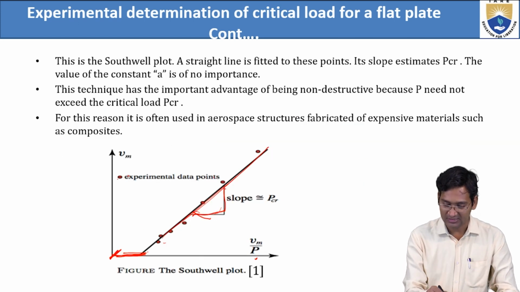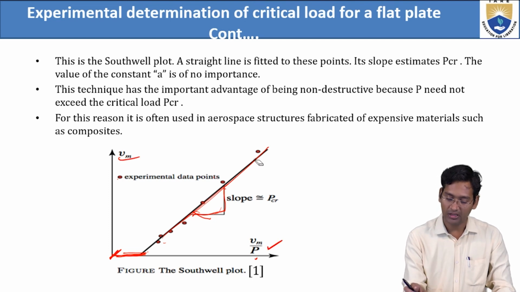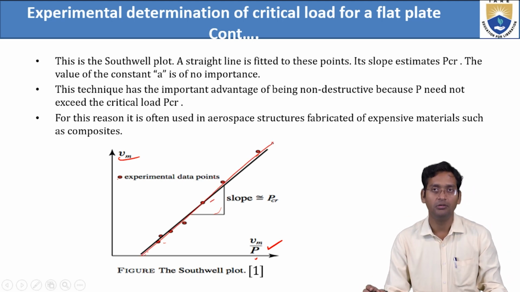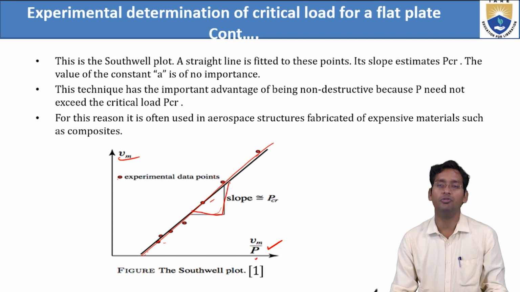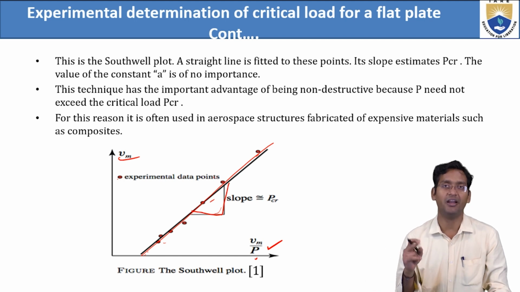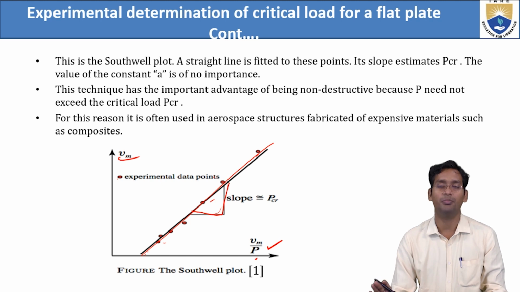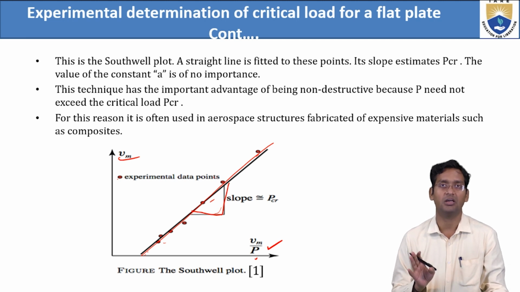So now you see, this is the Southwell plot, Vm versus Vm by P. After getting those values experimentally, just plot those points and draw the line. That line will be a straight line. After that, find the slope of that line, that will give you the critical load. Previously we assumed that as NXCR; here we assume it as PCR. So that critical load we can find. Anyhow, in both cases, the slope will be the critical load.